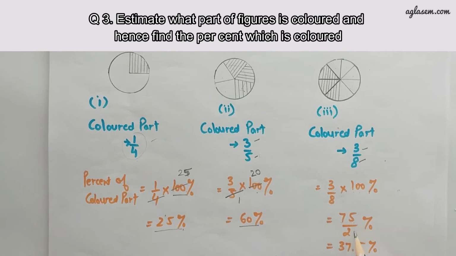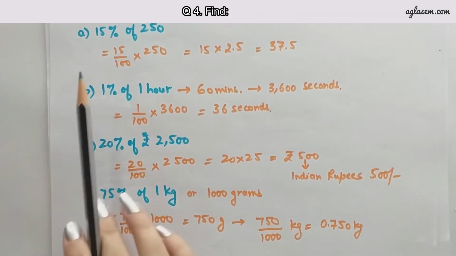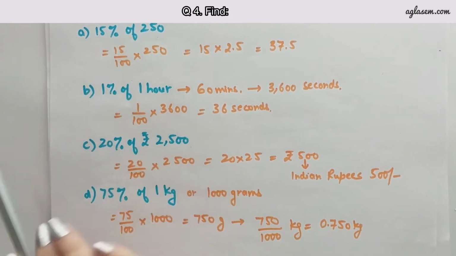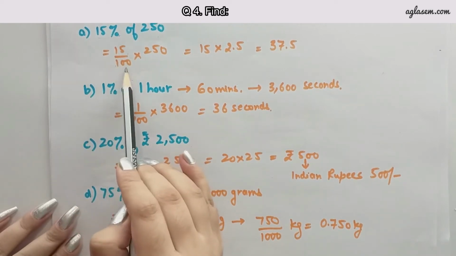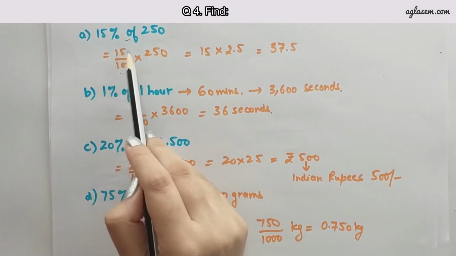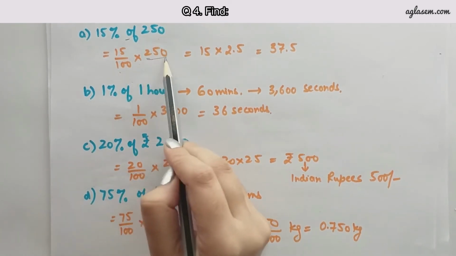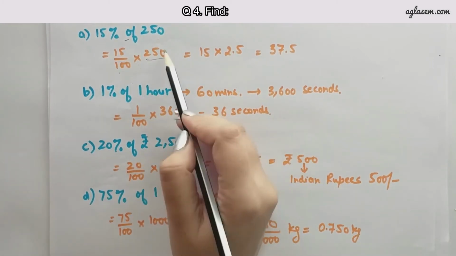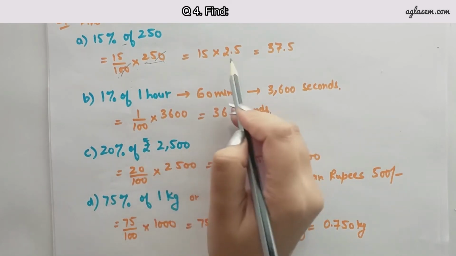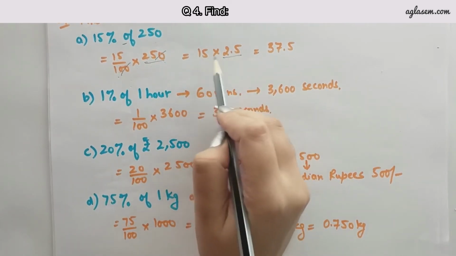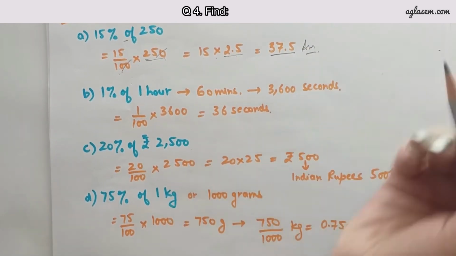So we get 72 by 2. It is 37.5. Question 4 is find 15% of 250. Now we know that for percentage it is 15 by 100 of 250. So 15% of 250, 15 divided by 100 into 250. Now simplify it, we'll get 25 by 10, when we convert into decimals it will be 2.5. Now 15 into 2.5 is equal to 37.5. This is the answer for the first part.